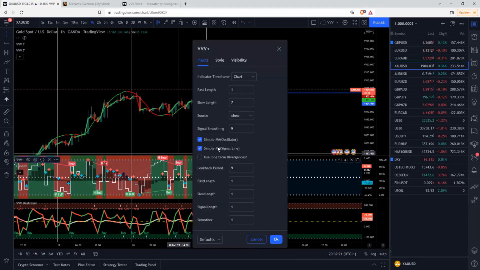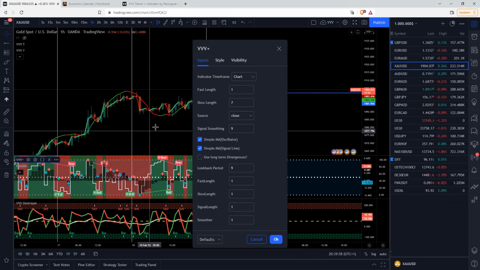Then the VV 179. The 9 stays, like I said, 9 periods on the VV for the signal smoothing was the best option which I got in the last 5 years actually. So I stick to the 9 in this case, and the simple MA and the simple signal line, the oscillator. All right.